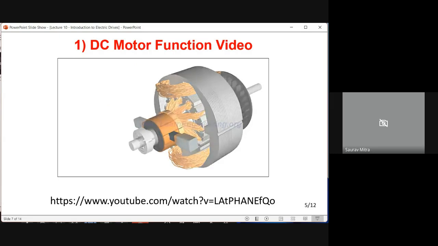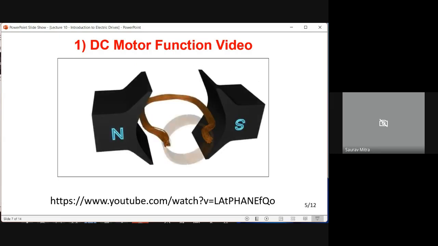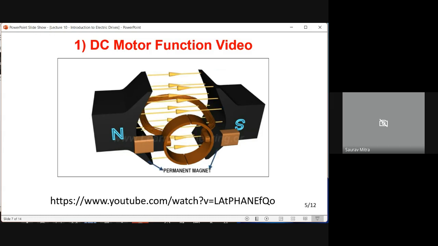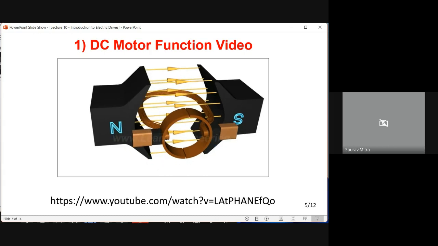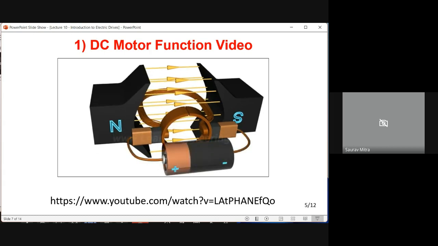Let's first start with the simplest DC motor possible. It looks like this. The stator provides a constant magnetic field, and the armature, which is the rotating part, is a simple coil. The armature is connected to a DC power source through a pair of commutator rings.